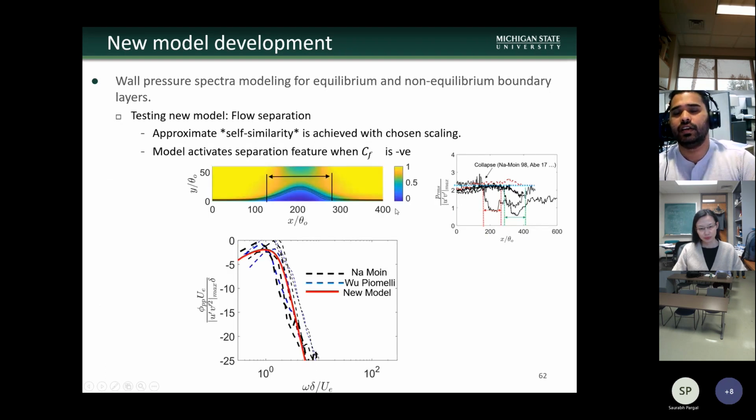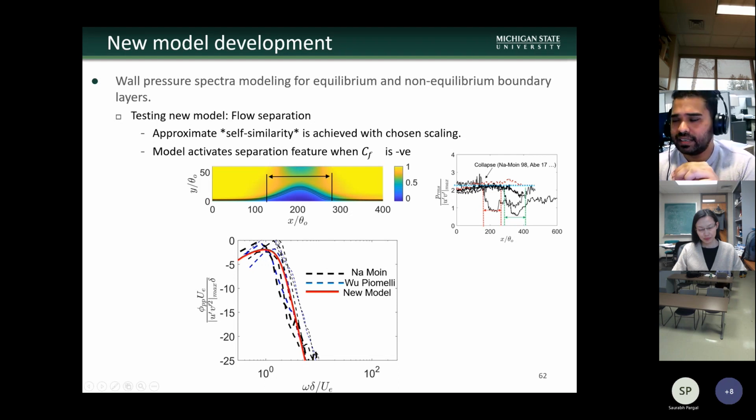Next, we went to the flow separation. Flow separation was actually pretty straightforward. We calculated the wall pressure statistics within the separation, when the flow is separated, for both Na and Moin's and Wu and Pameli's cases, for the DNS data sets we have for different Reynolds number ranges. And you see that for all of these cases, because the flow is detached and mostly the low frequency content is left, the overall profile of all of these cases is very similar, right? It's sort of self-similarity for the chosen scaling we have, even though we have some differences here. But overall the variation is the same.